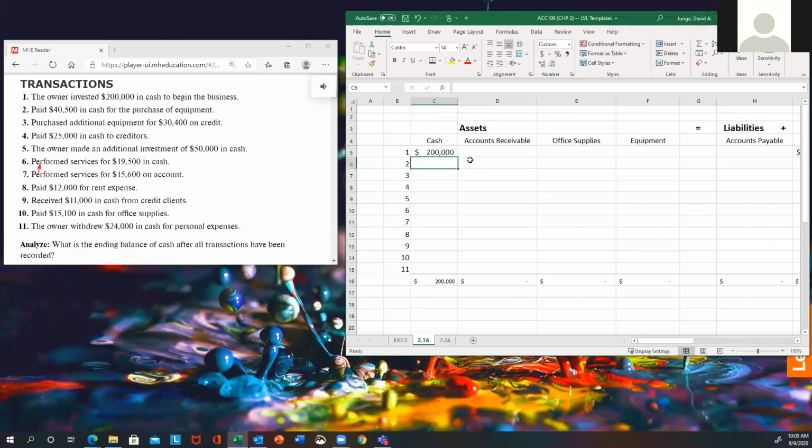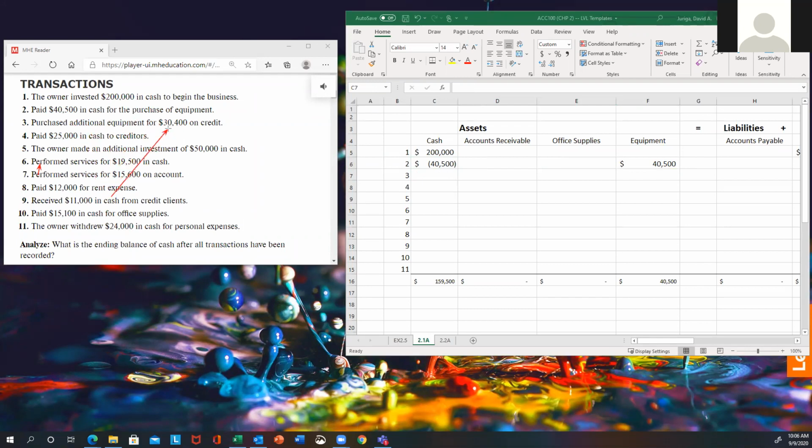If you're paying cash, cash would be decreasing, right? So I'm going to enter a minus $40,500 for cash, which indicates a decrease. That's in the brackets, the format, the bracket means negative. And then we go over to equipment and simply enter a positive $40,500. So notice you're just shifting your assets. You're decreasing cash and you're increasing equipment. Very simple.